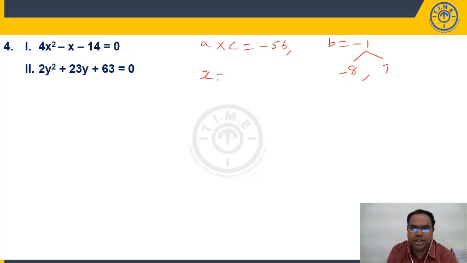While writing the roots you have to change the sign. Minus 8 will become plus 8 by coefficient of x square is 4. Plus 7 will become minus 7 by 4. 4 goes 2 times. So x is equal to 2 comma minus 7 by 4.